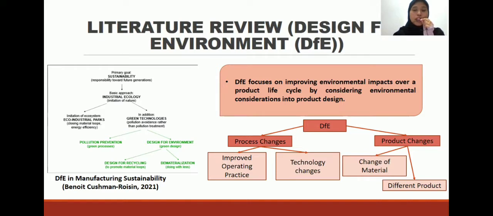Design for environment is a method used in manufacturing sustainability to improve the environmental impact of a product life cycle by considering a few factors in it. So we can design an improved version of a product. So under the DFE, there will be 2 points: process changes and product changes. For process changes, we can improve operating practice or change the technology. And for product change, there will be a change of material or even we can create a different product from there. So this is where design for environment stands in sustainability change.